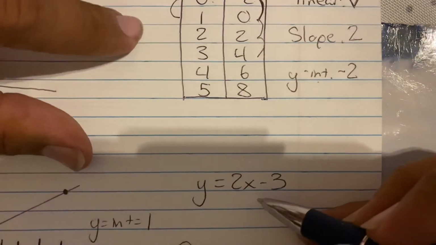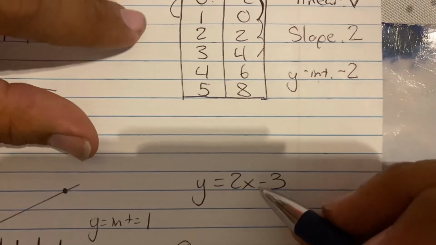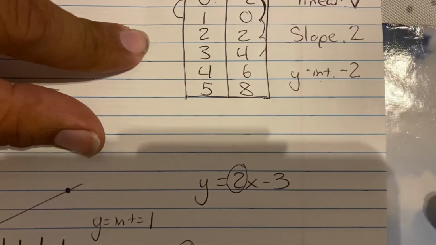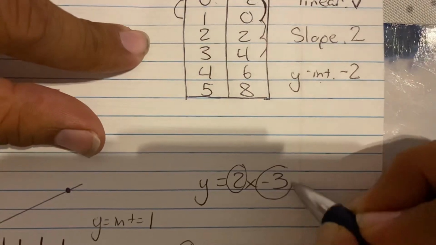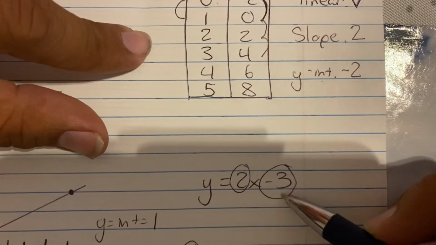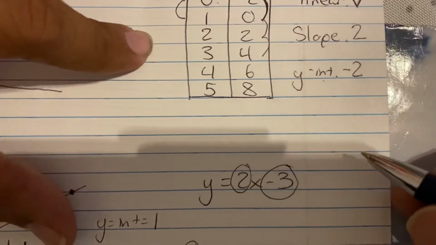Now in the equation, how do you find the slope? It's the number next to x, so the slope is 2. How do you find the y-intercept? It's the number all by itself, the negative 3. So the slope is 2 and the y-intercept is negative 3. Pretty easy. How do you know if it's linear?